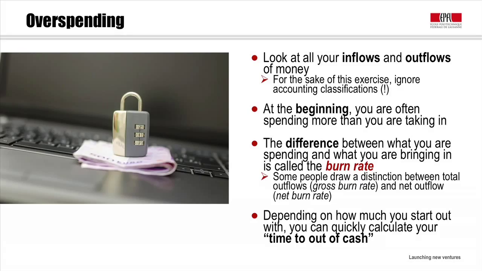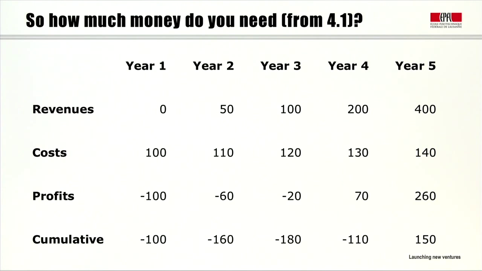Now, why would we want to do this exercise? Because we use this burn rate to figure out how much time we have left before we run out of cash. That's called the time to out of cash. So if you have a certain amount of money in your bank account and you have a burn rate, then you can divide one by the other and come up with how much time you have before you run out of cash. Let's revisit the slide that we looked at in 4.1 when we were talking about how much money we need. This was for fundraising purposes, but now we're going to use it to think about burn rate.